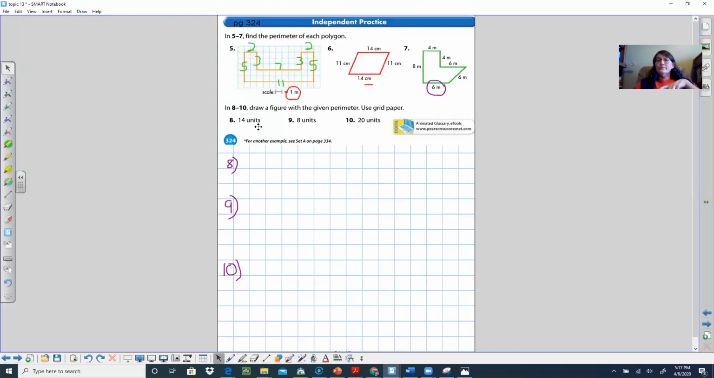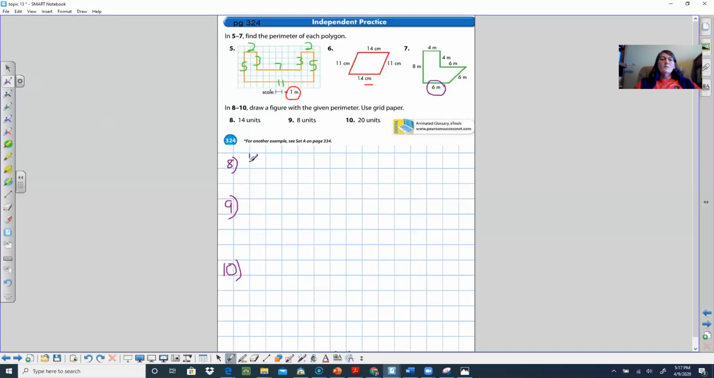Hopefully you were thinking 7. So I want two numbers that add to 7, and I can't use 0 and 7. That does not work. But I could use 1 and 6. So I am going to draw a 1 by 6 shape.